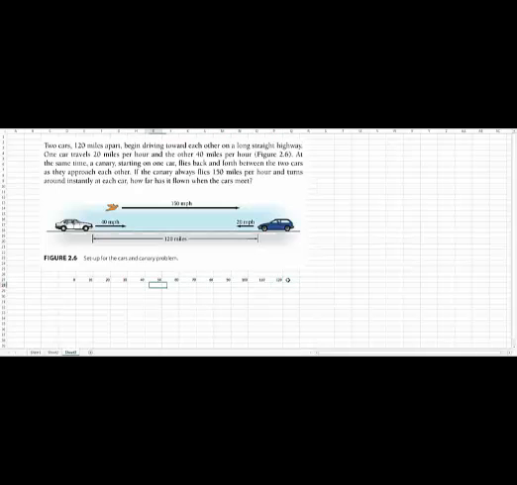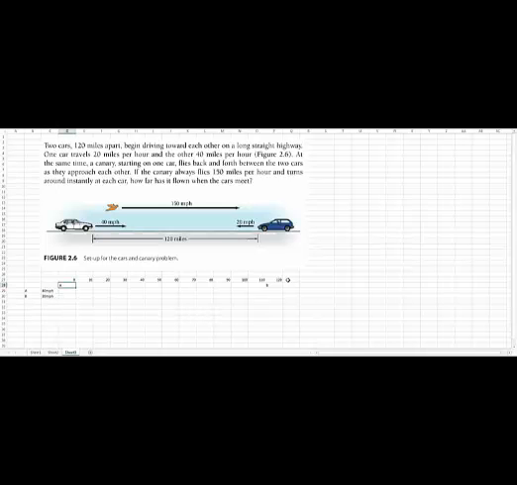Okay. And what I want to do then is call this car A, and call this car B. And car A, just so we're all aware, we're going to let him be the 40 miles per hour, and car B, we're going to let him be the 20 miles per hour.